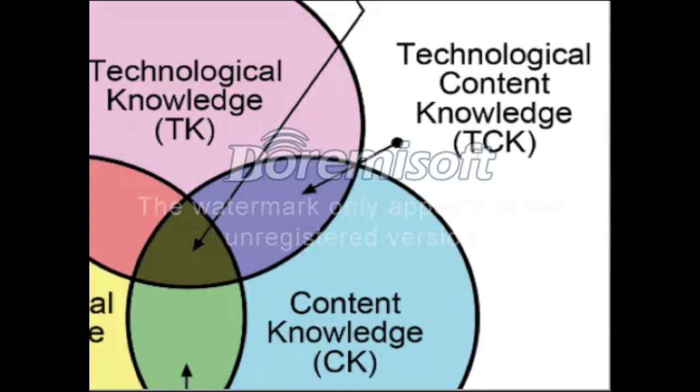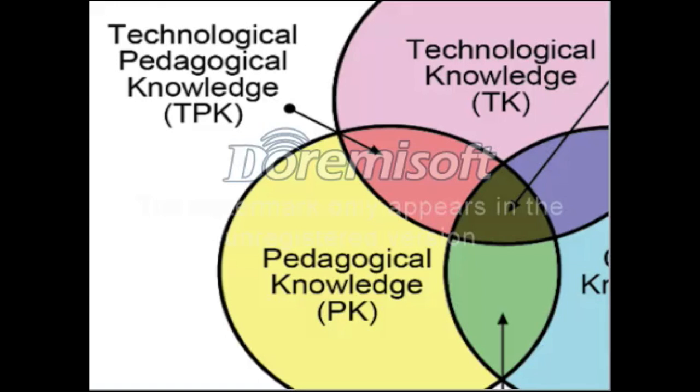Technological content knowledge is when technological knowledge and content knowledge are working together. It's an understanding of the manner in which technology and content can influence and constrain one another. Technological pedagogical knowledge is when technological and pedagogical knowledge are working together, and is an understanding of how teaching and learning can change when particular technologies are used in particular ways.